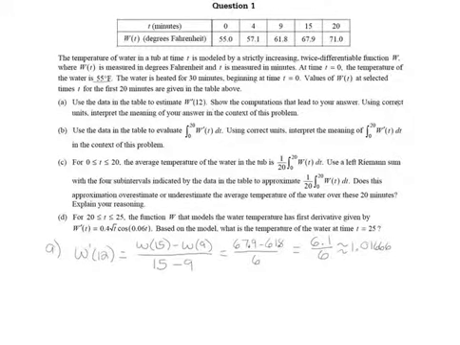Done. Using correct units, and I haven't talked about units yet. So what have I found? The change in W, which is degrees Fahrenheit, per, because we're dividing by time, per minute. So using correct units, interpret the meaning of your answer in the context of the problem.